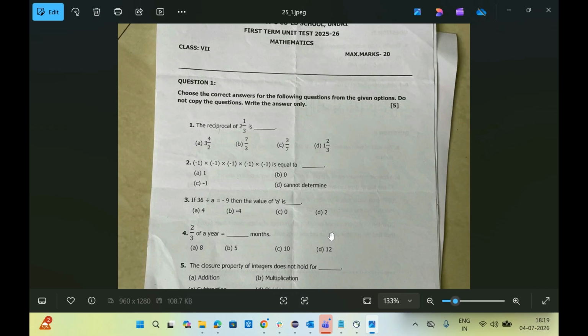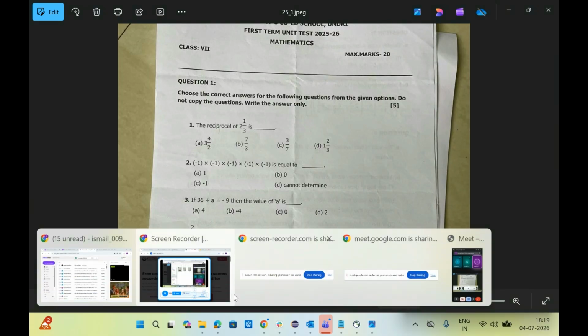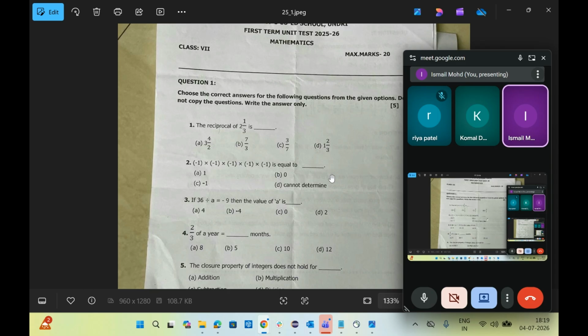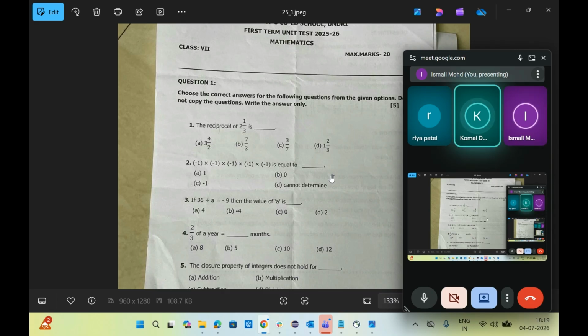Yes, sir. Reciprocal of 2 1 by 3. Komal, please go on mute. I'm getting the echo.